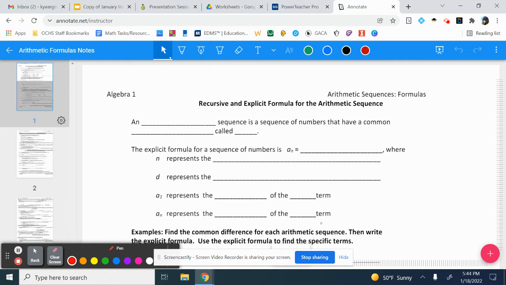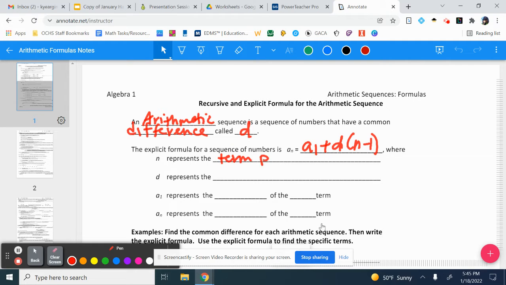So an arithmetic sequence is a sequence of numbers that have a common difference, and remember we called that variable d. And yesterday we talked about the explicit formula for an arithmetic sequence, which is where a sub n is going to equal a1 plus d times n minus 1. N is going to represent the term number.